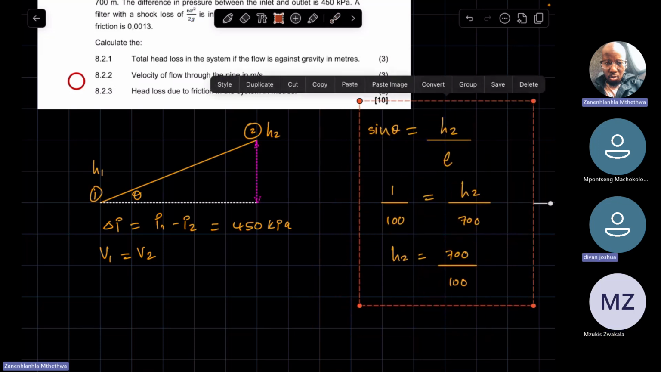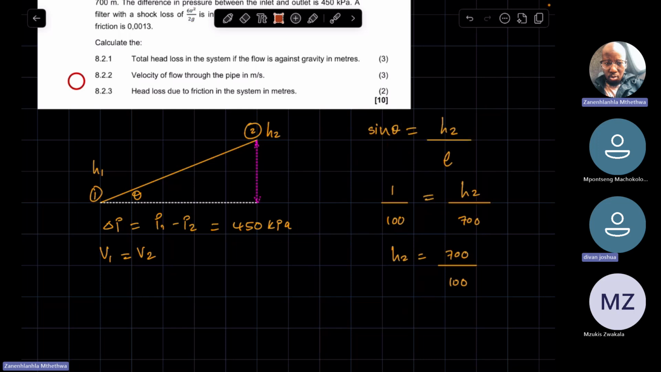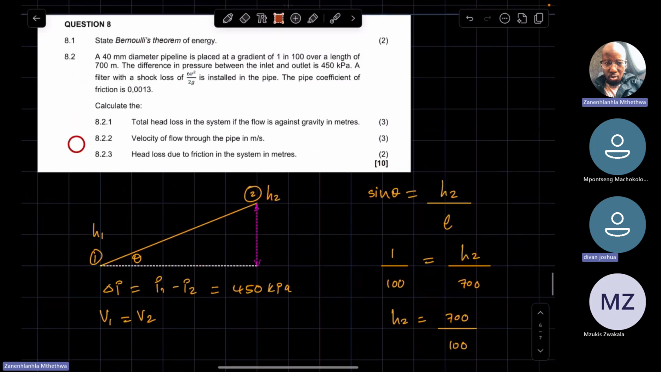Yes. I just want to ask you something. If they say calculate the head loss, does it mean the head loss H, the question was asked, calculate the total head loss. So is the head loss the H, the height?